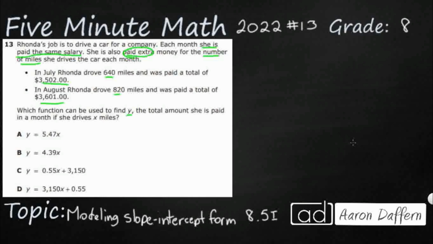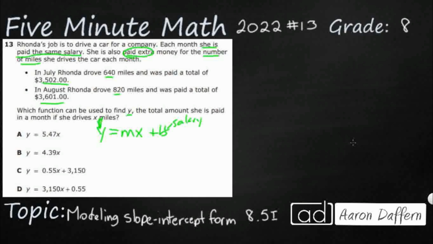Well, this seems to me like we're going to be using the slope-intercept form here. Let me tell you why I'm thinking that. Because she's going to get paid, right? So that's her money right there, that's y. But there's two parts of her salary. First, it's just how much she gets paid every single month. That doesn't change. So I'm thinking that's the salary right here. That's my y-intercept. Doesn't change every month.